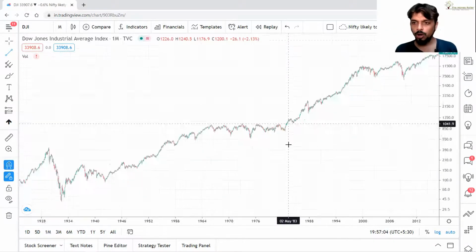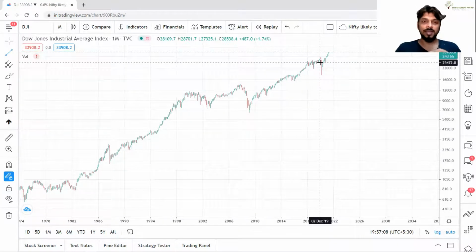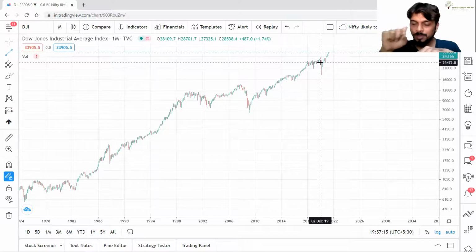Now, a small homework for you. Just go to the Dow Jones chart, draw a trend line and find out when you get a trend line breach signal on arithmetic scale and on log scale. It will be interesting, guys.